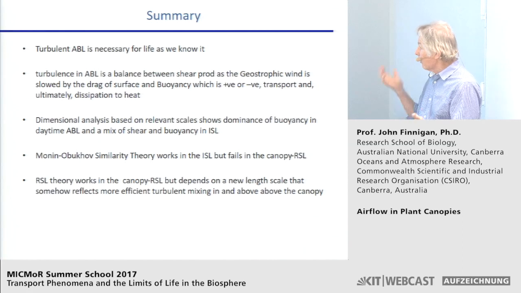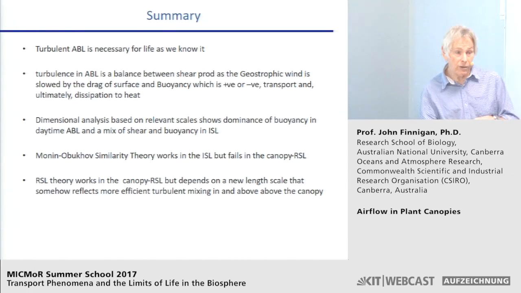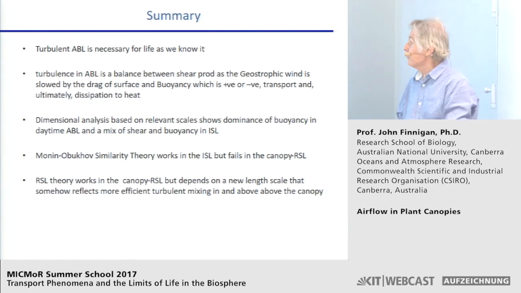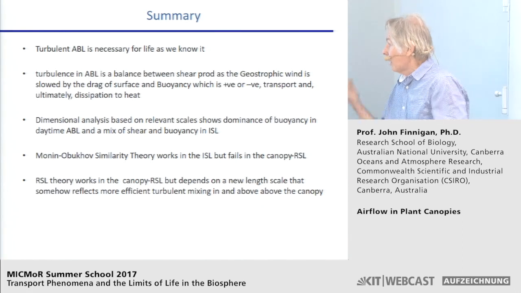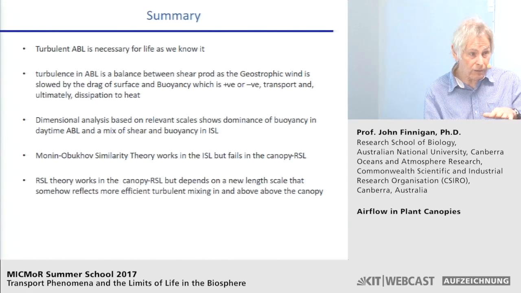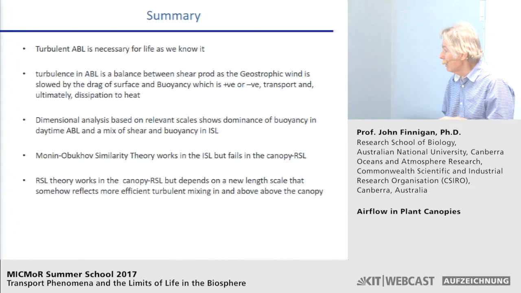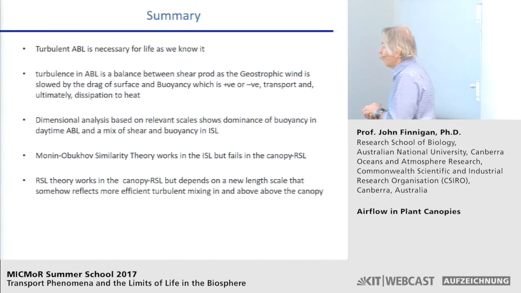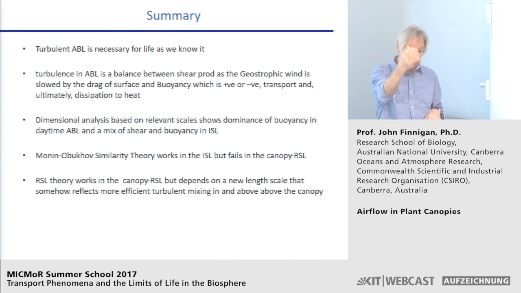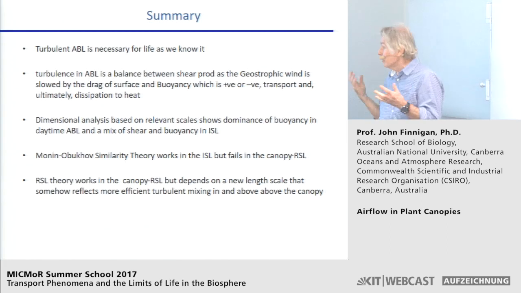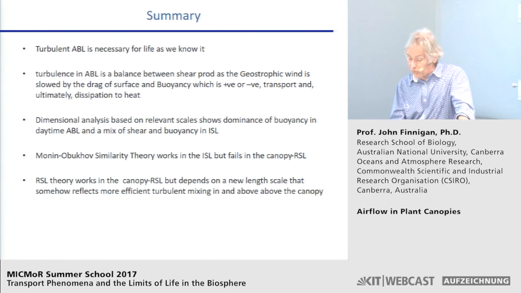We can use dimensional analysis to show the domination of buoyancy in the daytime boundary layers as soon as you get away from near the surface, and a mix of shear and buoyancy in the lowest 100 meters. And that Monin-Obukhov similarity theory works quite well in the lowest 100 meters as long as you don't get too close to the canopy. Then it doesn't work. So now you get roughness sublayer theory, which takes account of the fact that the eddies that are doing the transport stop decreasing in size, but it depends on a new length scale called the vorticity thickness. And that reflects this more efficient turbulent mixing.